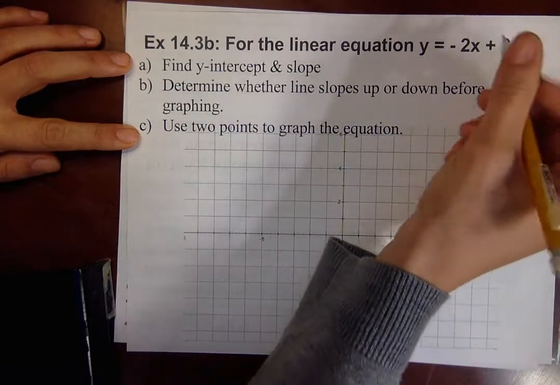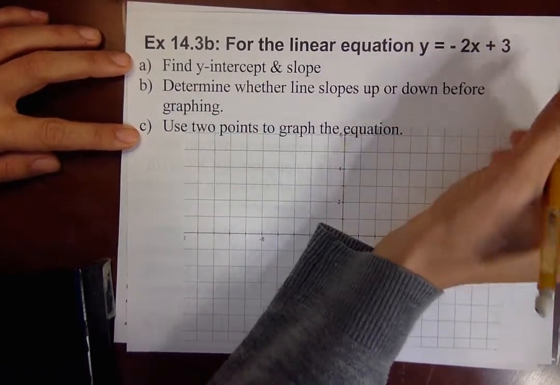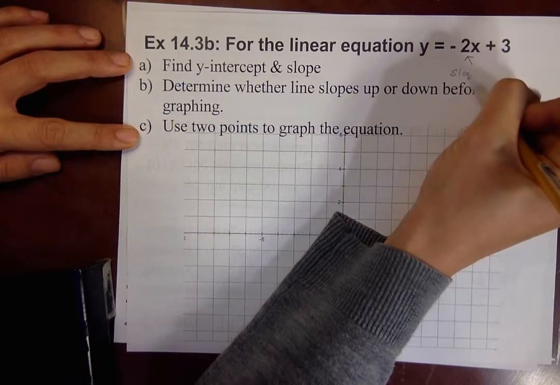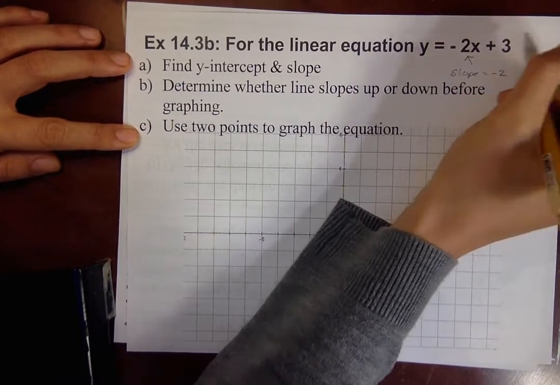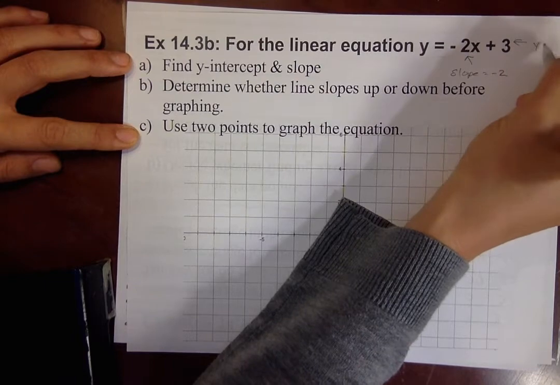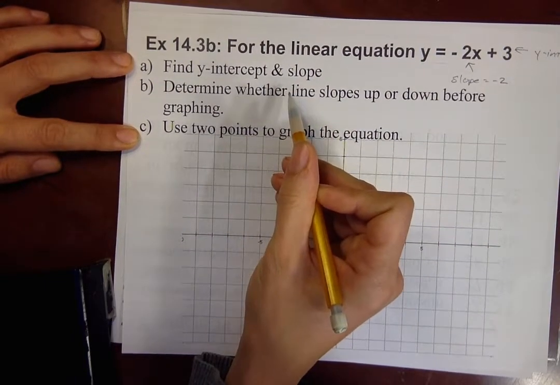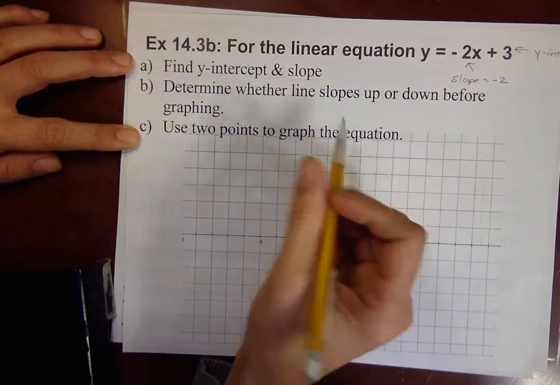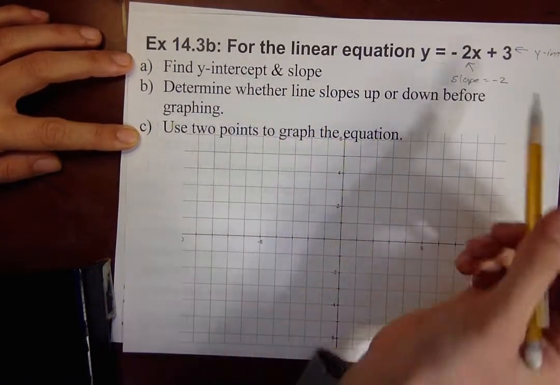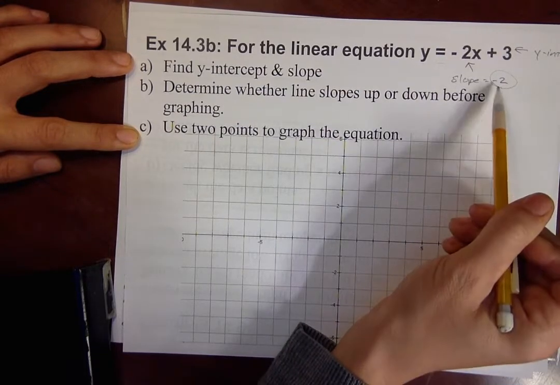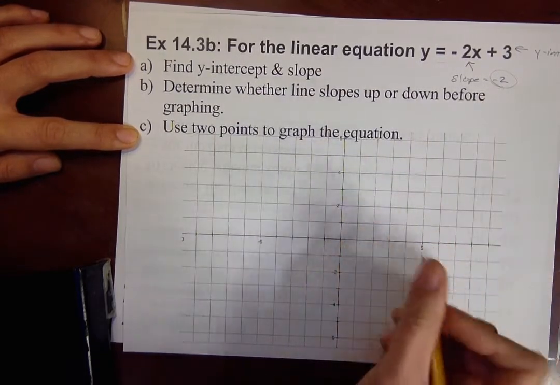So here is something written in slope-intercept form. The number that multiplies the x is the slope. So slope is -2, and y-intercept is +3. That's your answer to A. And determine whether the line slopes up or down. A negative slope will slope down. And now we're going to graph 2 points to graph the equation.